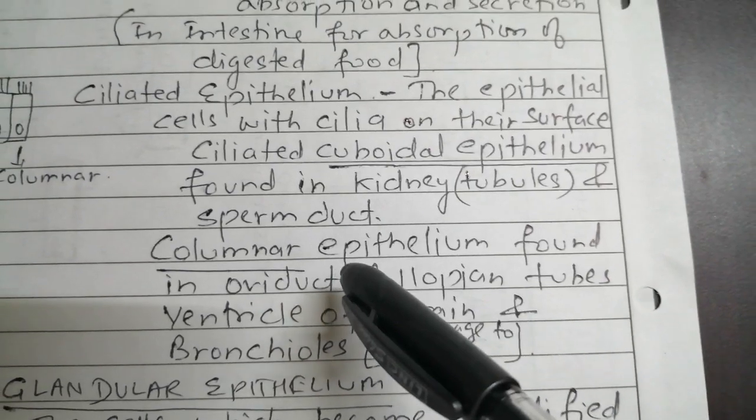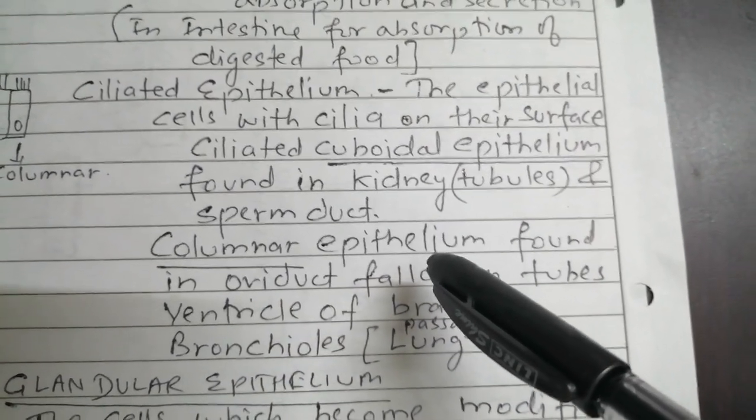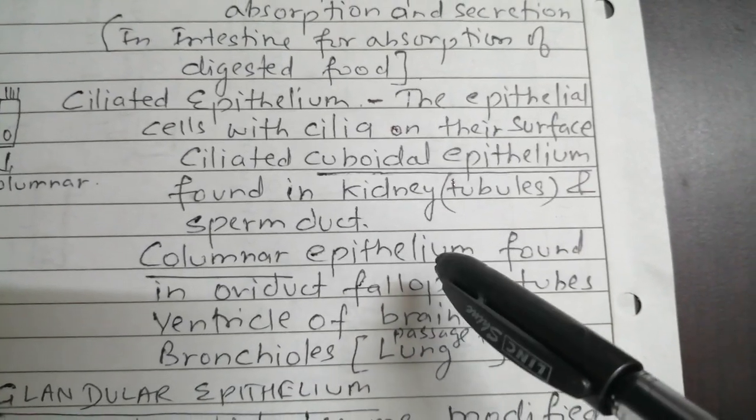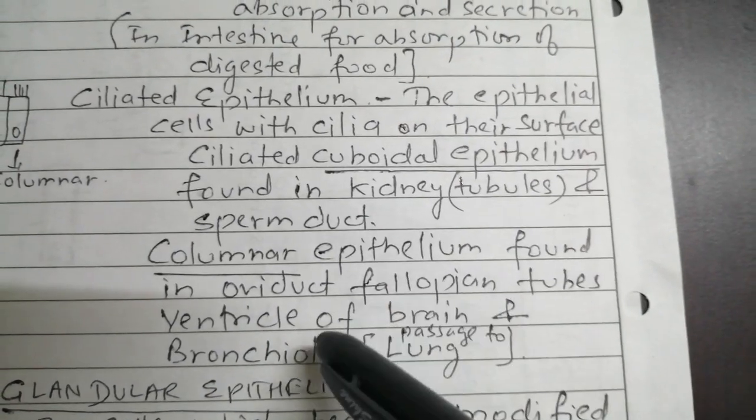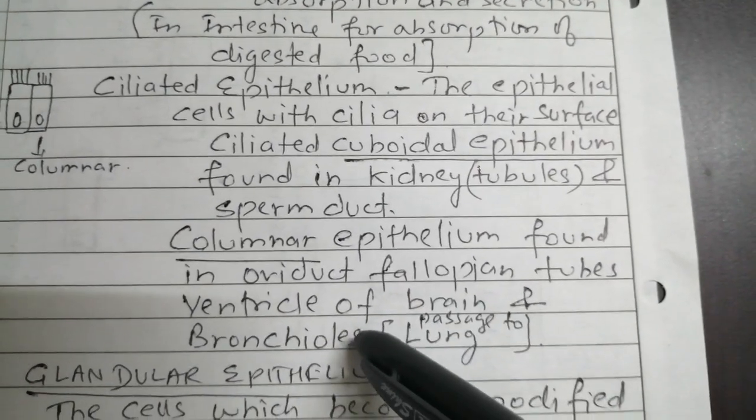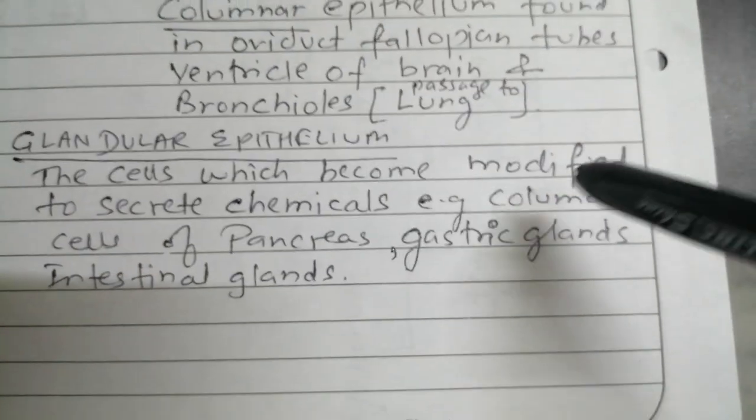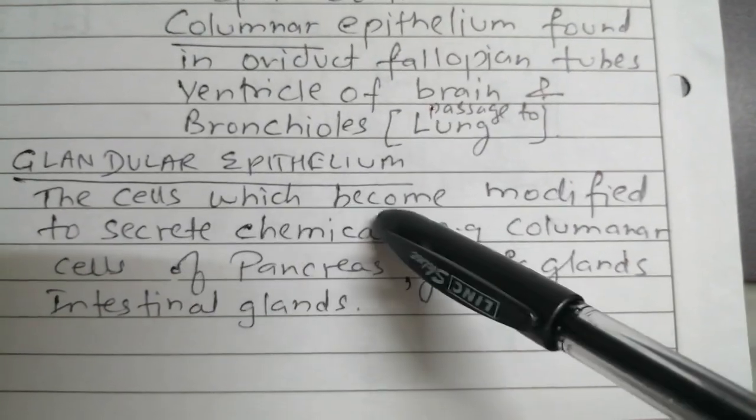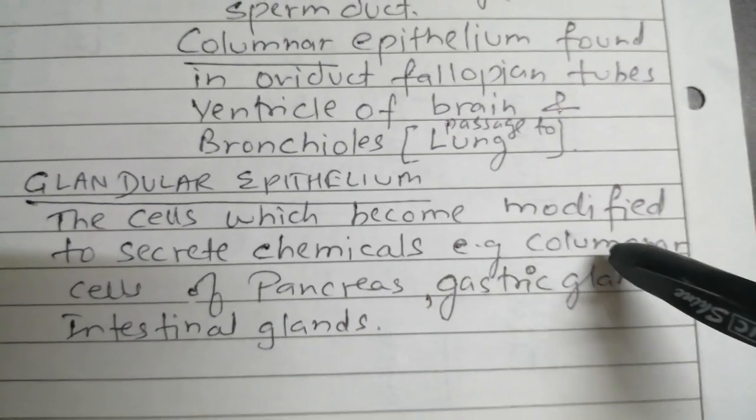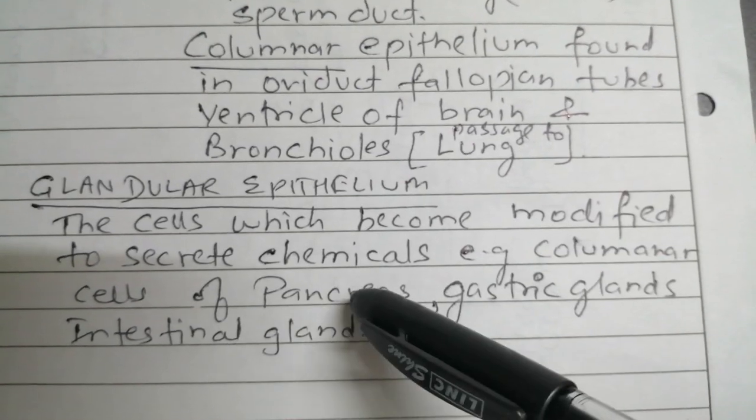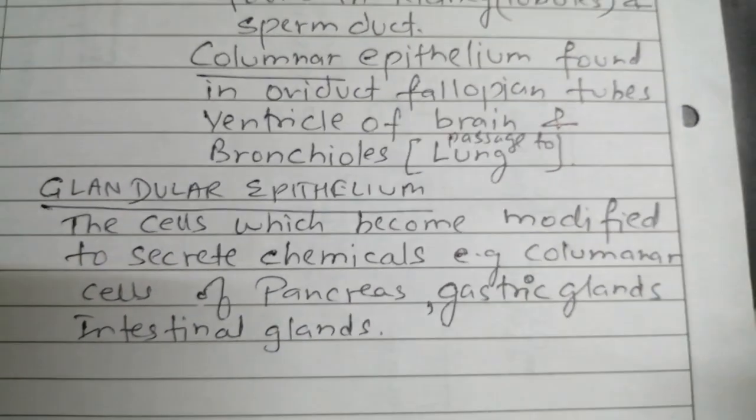Then comes the ciliated columnar cells. These column-like cells have cilia on their surface. They are found in the oviduct or fallopian tube, the ventricles of the brain, and the bronchioles, the passage leading to the lungs. Now the last is the glandular epithelium, the cells which become modified to secrete chemicals. For example, these are found in the pancreas, gastric glands, and intestinal glands.